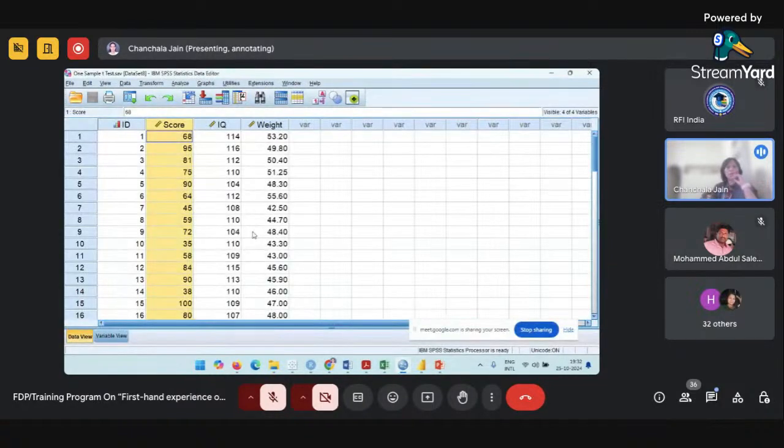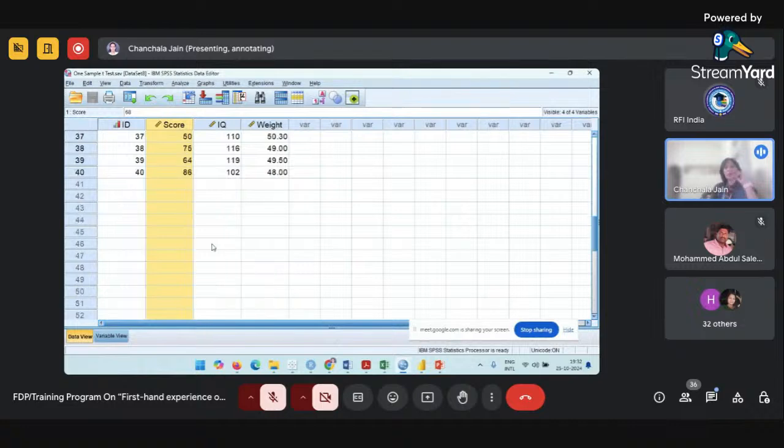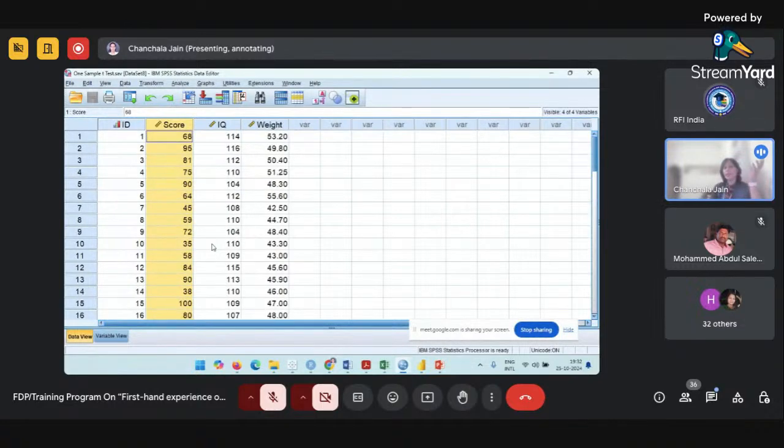Yeah, IQ score is given. So suppose you can assume that the population mean IQ is 100. So suppose you need to check whether this group, whatever group of people these are, belong to the same population or not.